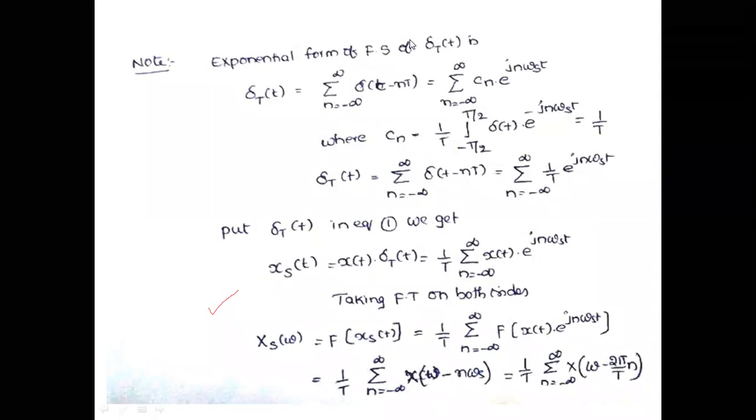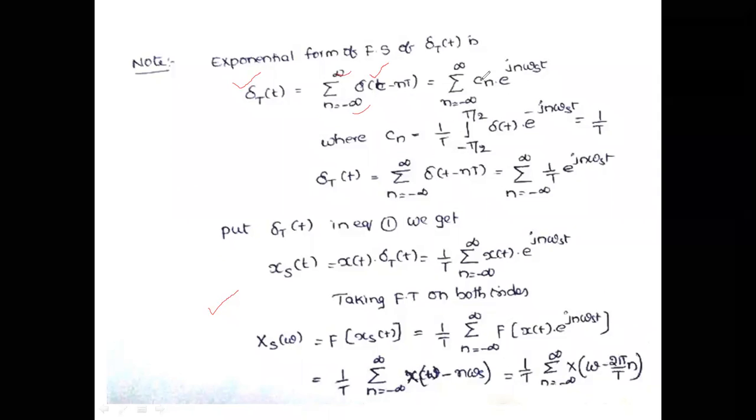Now see here. The exponential form of the unit impulse train is given by this. This can be taken from the last equation, number 1, where delta_T of t is equal to the sum from n equals minus infinity to plus infinity of delta of (t minus nT). Now, according to the complex exponential Fourier series, this can be equated to the complex exponential Fourier series.